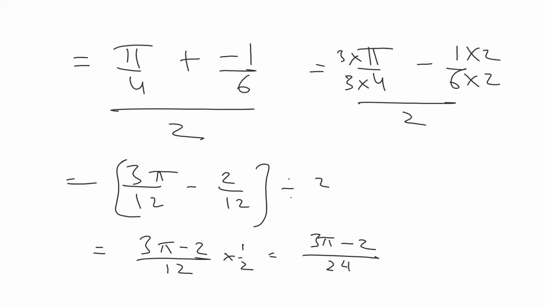Okay, so that's it. The textbook has further split this into two parts: 3 pi by 24 minus 2 by 24. That's your choice. You can do that, or you can leave it as it is. Question number 3, sub question 2. Okay, pay attention.